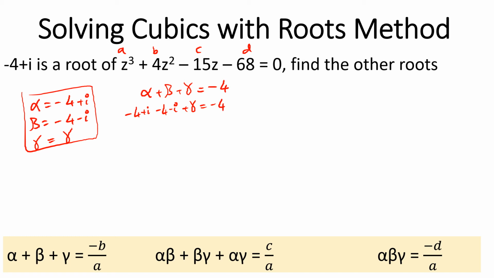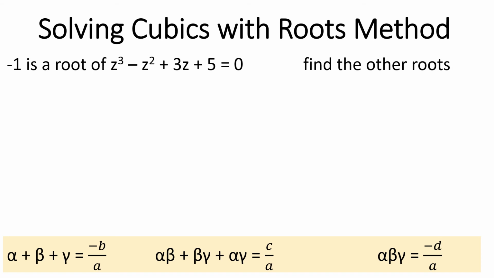If we simplify the left-hand side, that'll give us minus 8 plus gamma equals minus 4, because the i's will cancel out. And so gamma is just minus 4 plus 8. Gamma is just 4. That's our third root. That really didn't take very long at all. So the grid method is really good if you need to divide through by a polynomial factor, but if you're just trying to find roots, this can be far, far quicker. Okay, let's look at the same questions again, and let's try and approach them with a roots method.